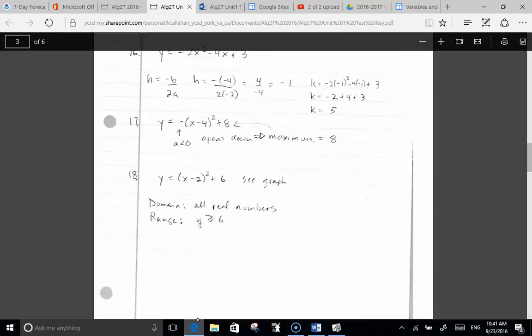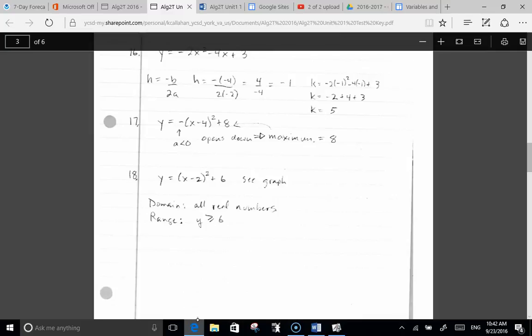And then number 18 was, what's the domain and range of this function? Okay, well, again, this is a quadratic function this time. This is the x-credit problem. What's the domain of all quadratic functions? All real numbers. There's plus 2 for you right there.